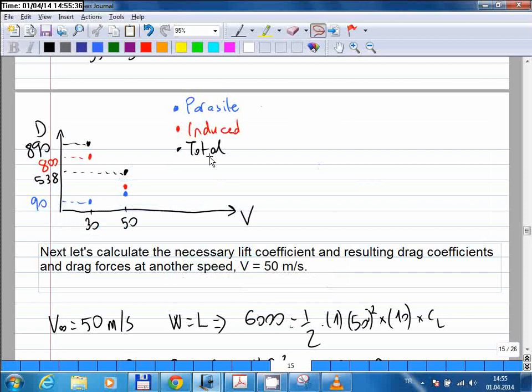So that was a power outage in the class while I was working on this example, and we had to stop. So now I'm continuing from there.